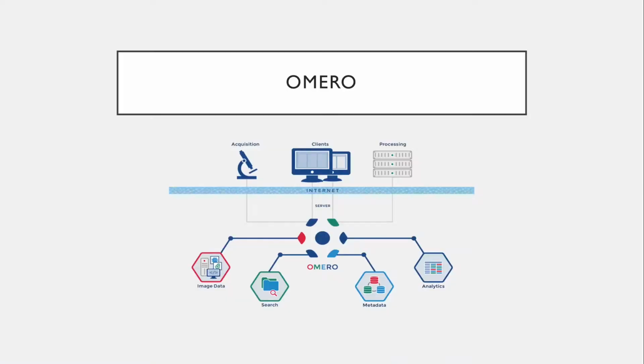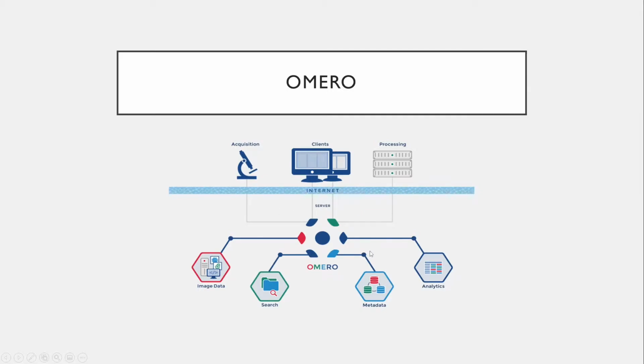So first, what is OMERO? As a reminder, briefly, OMERO is a software made to store and organize microscopy images on a server using clients, either web or standalone, connected through the network to the server, either locally or across the internet.